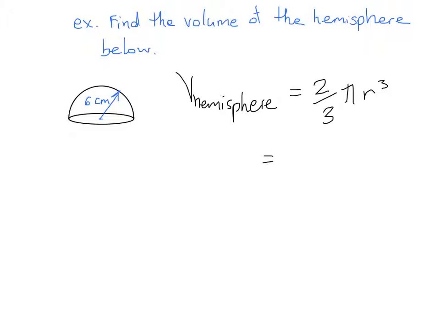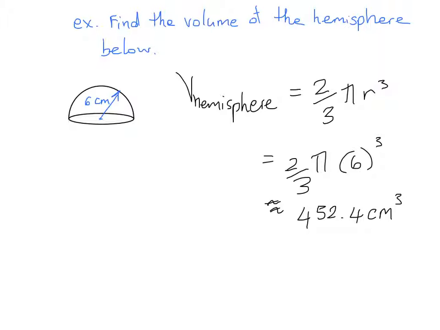So the volume of a hemisphere is 2/3 pi times our radius, which is 6 to the third power, and so we get that that's approximately equal to 452.4 centimeters cubed. And you can do a double check and see if you would get the same answer the other way if we halved the volume of our sphere. That's it for now.